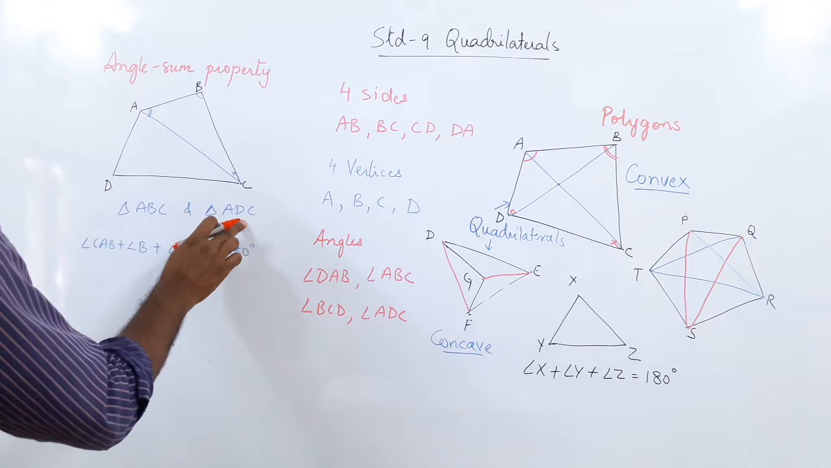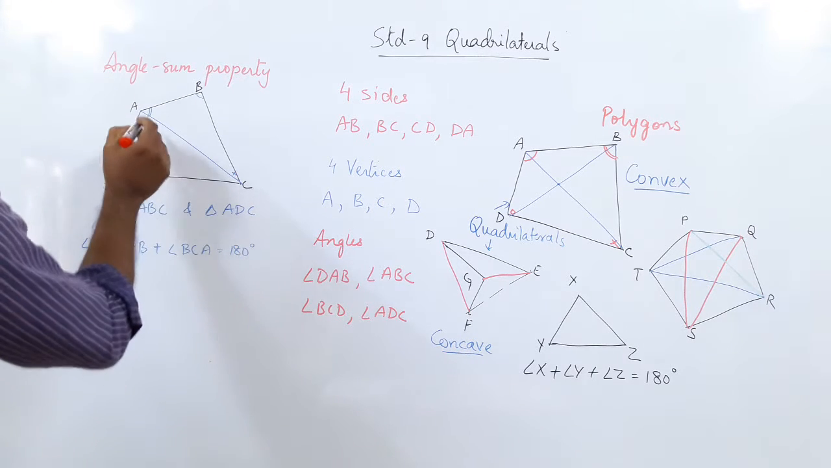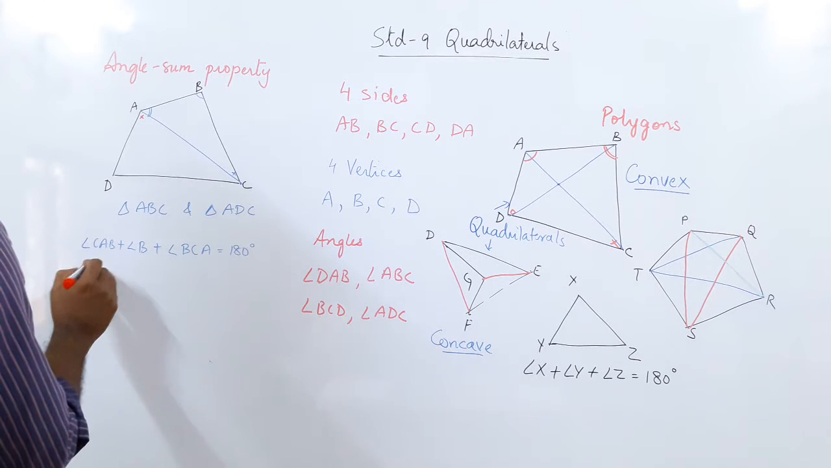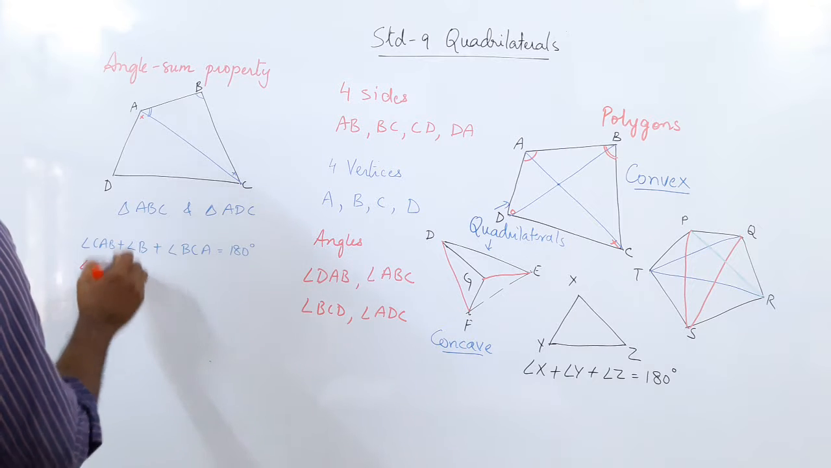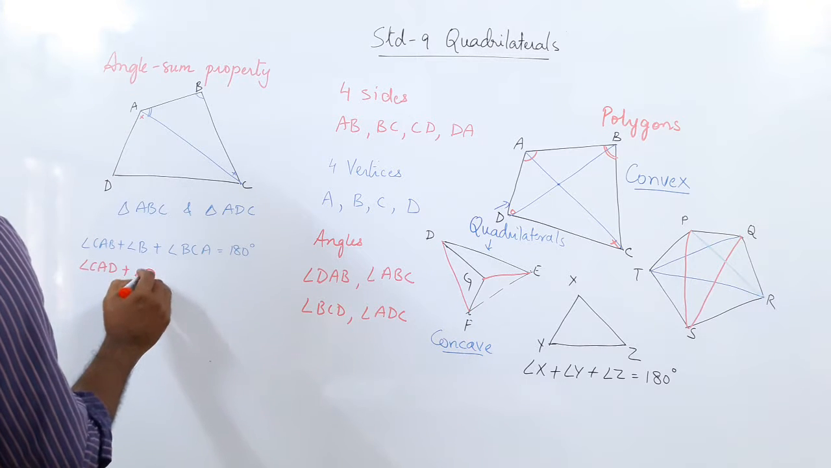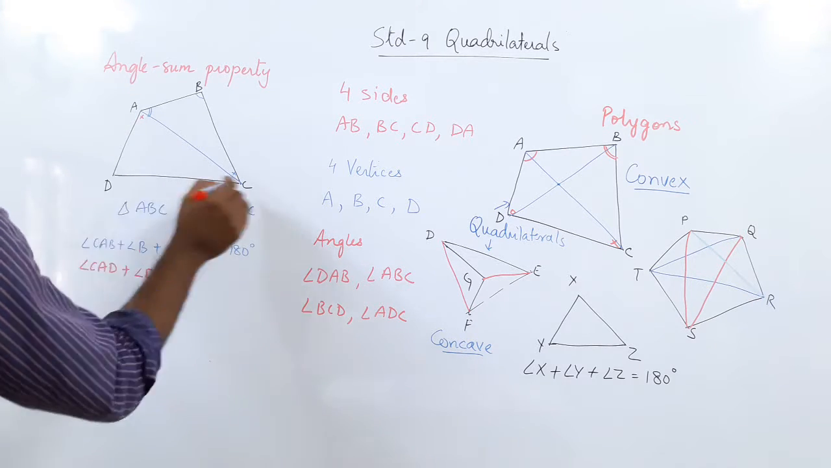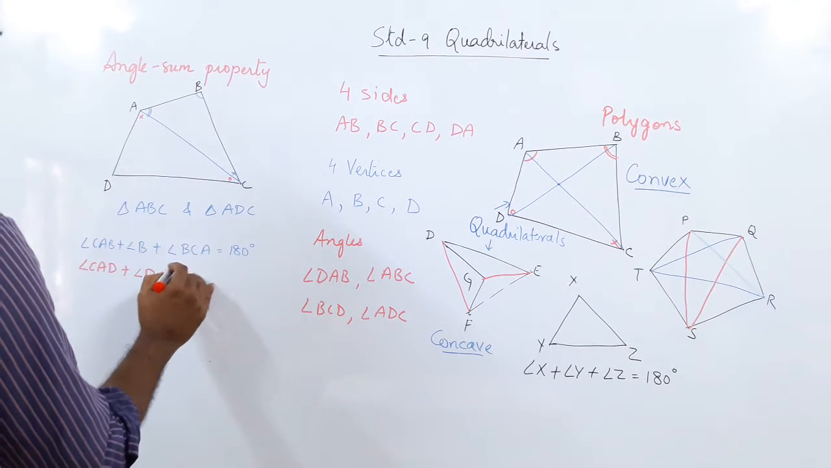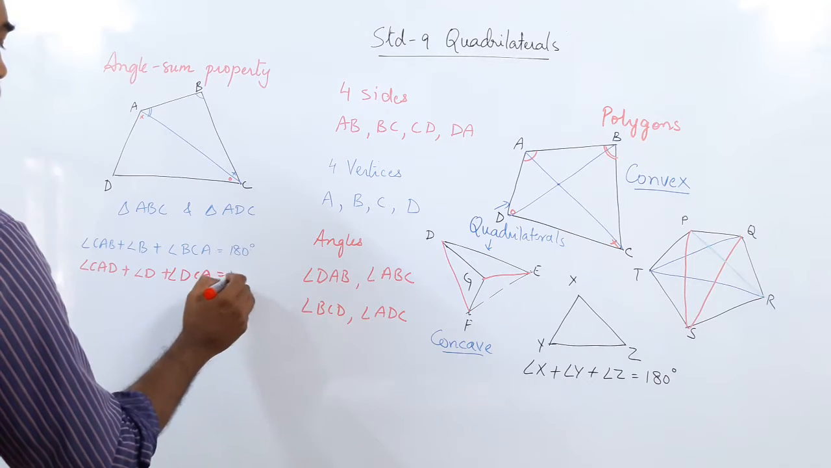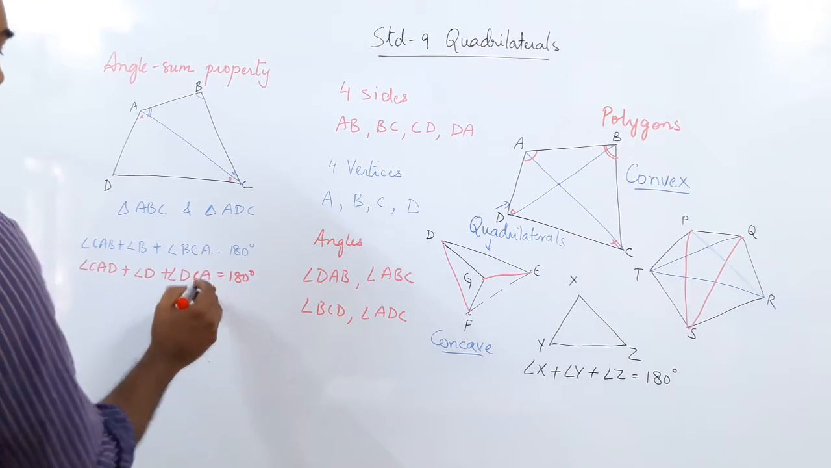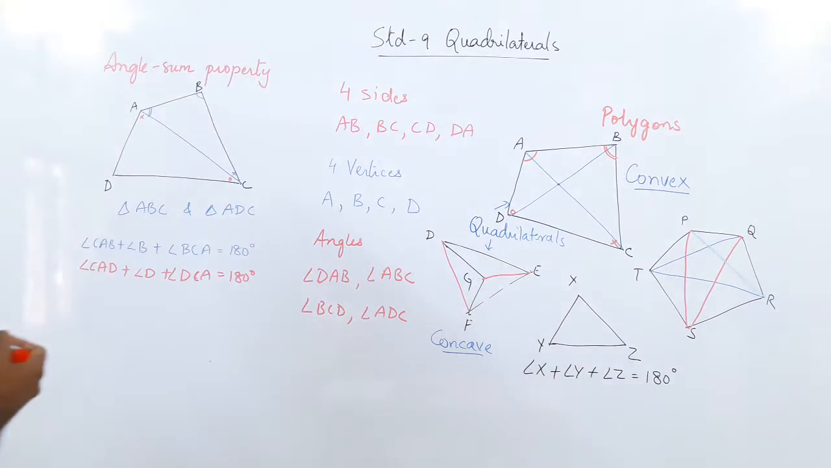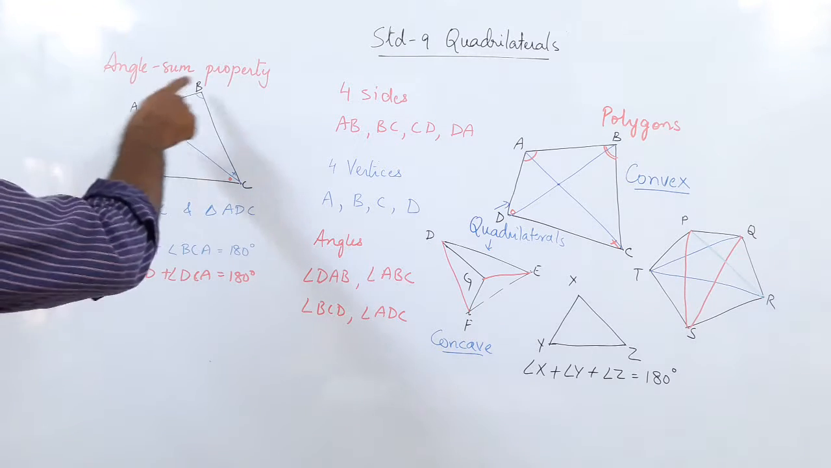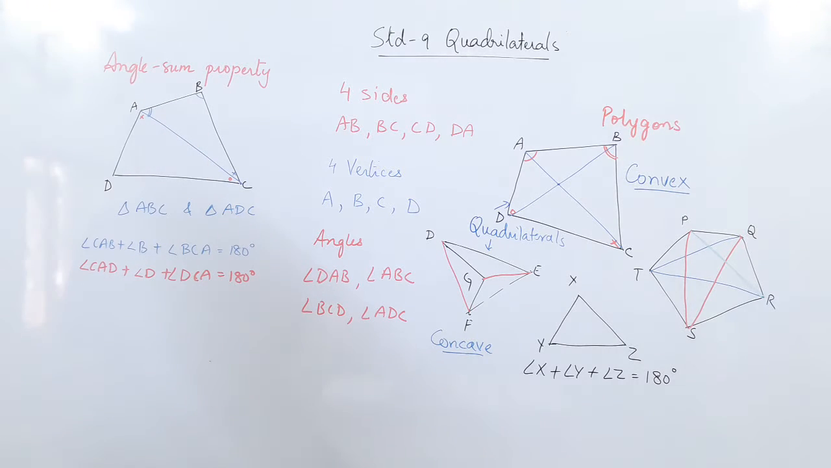Now look at triangle ADC. Angle CAD, this one, angle CAD plus angle D plus angle DCA. So I will call this DCA. BCA, that is also 180 degrees. Why? Because we know the angle sum property of a triangle. When you add the three angles of a triangle, they give 180.